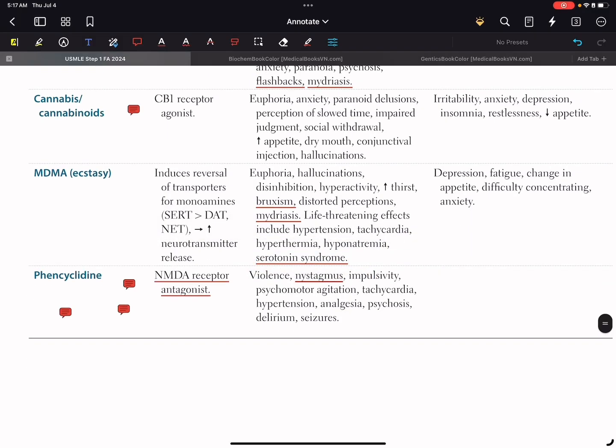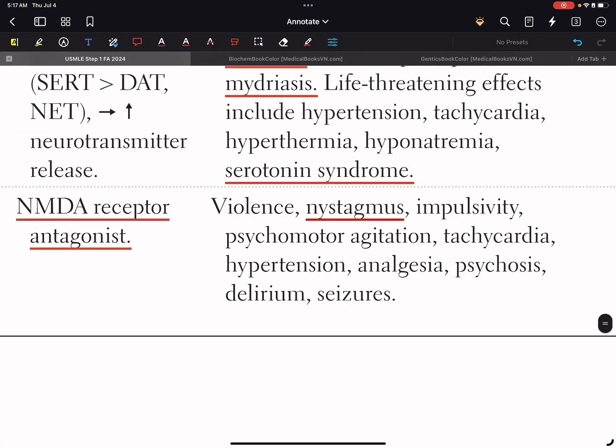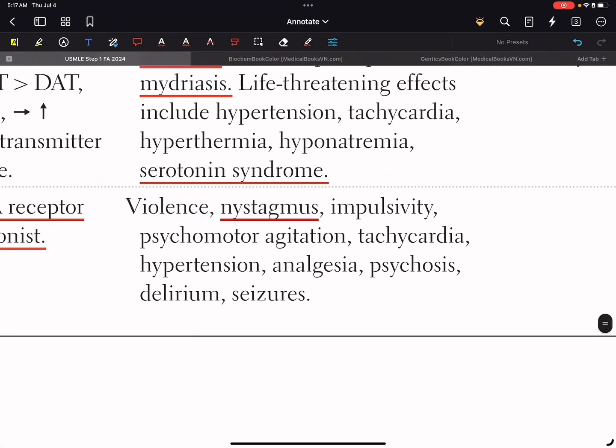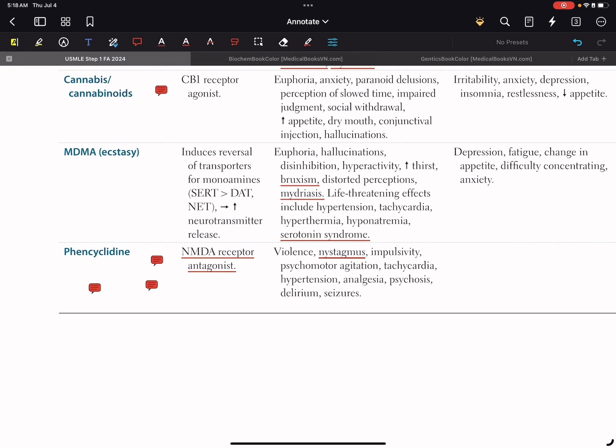Then we go on to the next drug. We have like 3 questions here. This is an NMDA receptor antagonist. So this is the first question. We ask about a patient who will always come violent. He will have nystagmus. Nystagmus is very, very characteristic in this case. Impulsivity, psychomotor agitation, tachycardia, hypertension also is very characteristic, and analgesia, psychosis, delirium, and seizures. And the patient will present very aggressive. He's having hypertension, nystagmus, and he starts fighting with people, with the police, with his girlfriend. And then when you ask about the incident, he will forget.